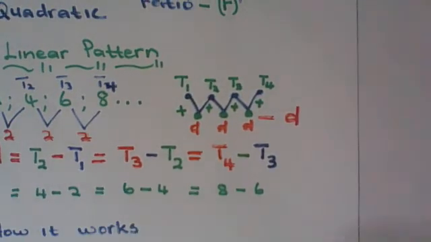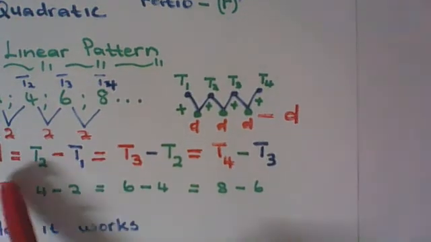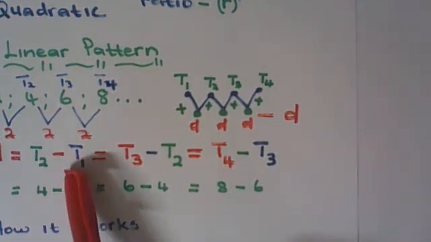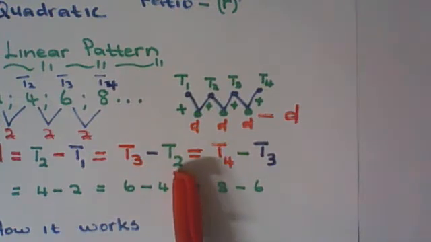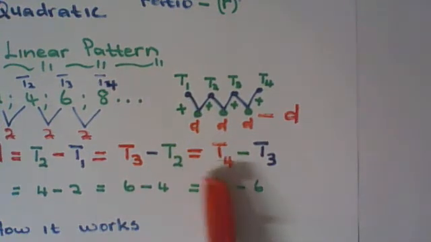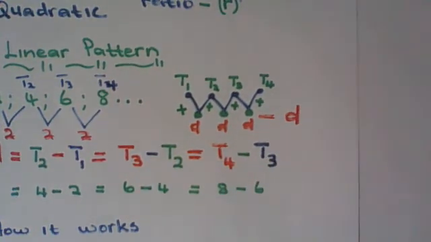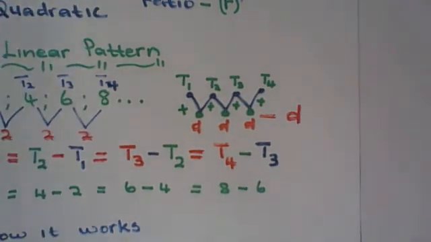So how do we denote that? We denote that by D is equal to term number 2 minus term number 1, which is also equal to term number 3 minus term number 2, and it's also equal to term number 4 minus term number 3. Now look at that. 4 minus 2, that gives you 2. 6 minus 4, 2. 8 minus 6, 2. Now, that's it. Now, I try to simplify this by using my own design.